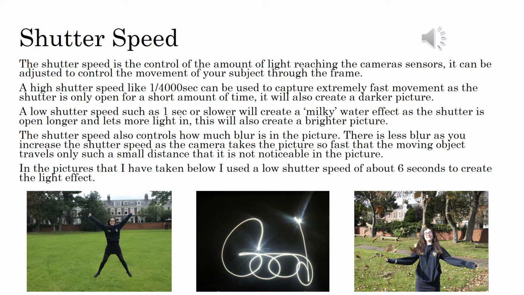Now, to adjust the shutter speed, there's just a dial on the camera. We put it onto TV and you adjust the dial to a higher speed or a lower speed. The first image that you see here with the girl doing the star jump is on a fast shutter speed. That means that the camera has taken the picture really quickly, which has captured the person in the air.